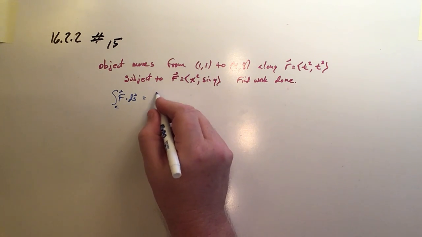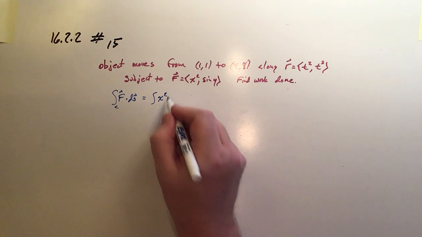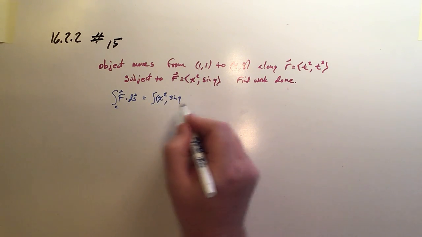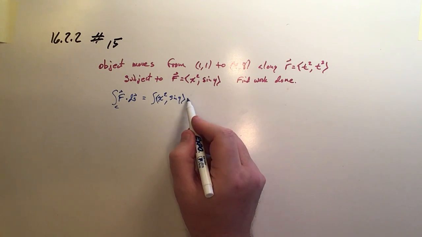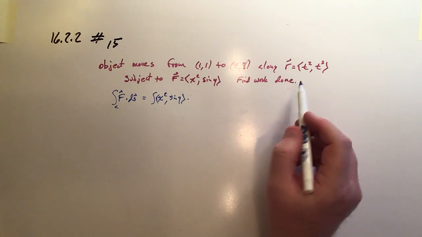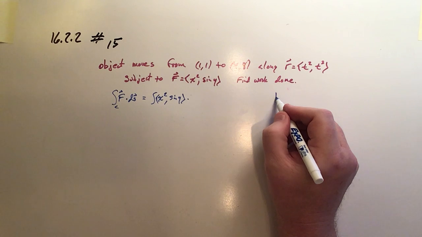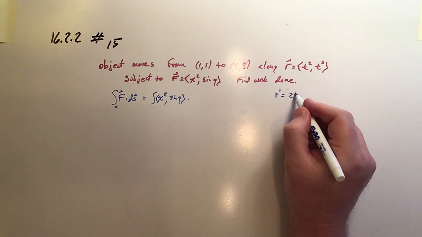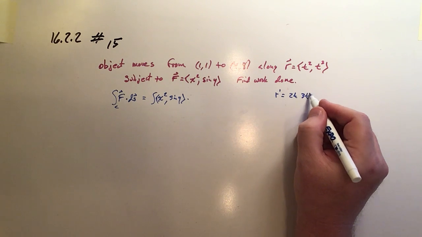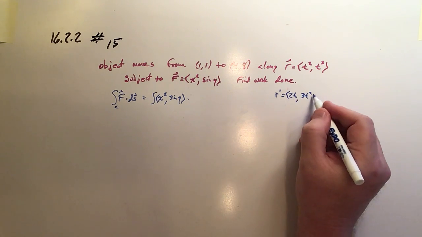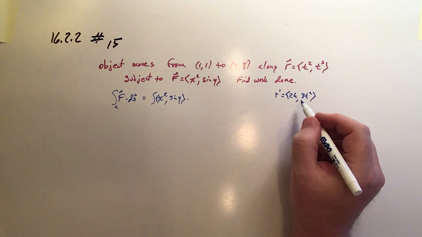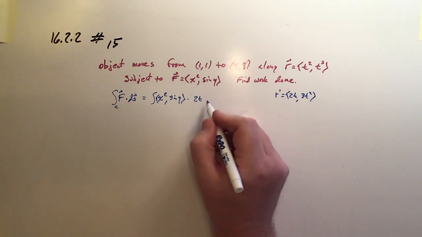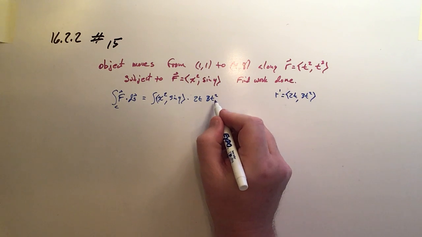Well, F is x squared times the sine of y. And then we're going to dot this with ds. So ds is going to be dr. So let's look at r prime. r prime is going to be 2t and 3t squared. So that's our integral path, 2t and 3t squared.